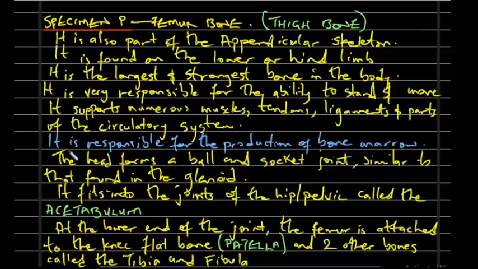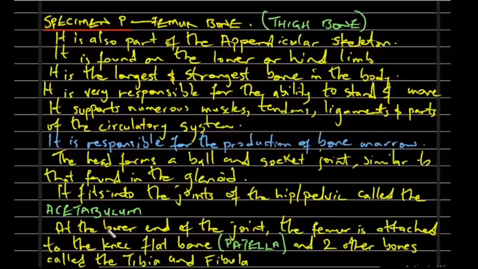Now, it should be noted that this particular bone is responsible for the production of bone marrow. And then the head, like that of the humerus, also forms a ball and socket joint, this time around. It fits into a joint of the hip or the pelvic girdle called the acetabulum.